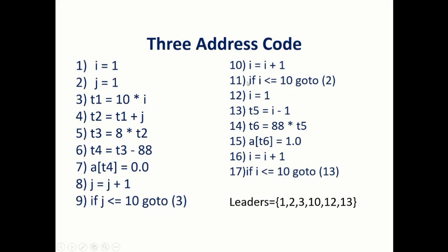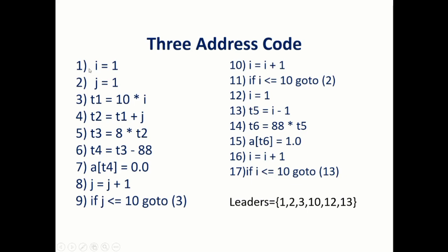Similarly, the next jump is if I less than or equal to 10, go to 2. The next statement, I equal to 1, is a leader. So finally, the leaders are lines 1, 2, 3, 10, 12, and 13. These are all the leaders in the given three-address code. Using these leaders, we will make the basic blocks and flow graphs.